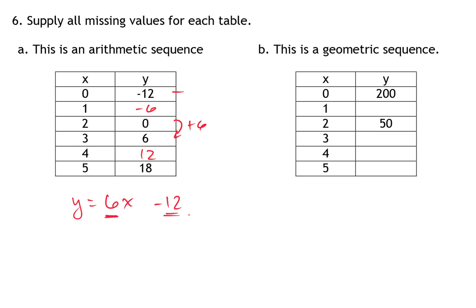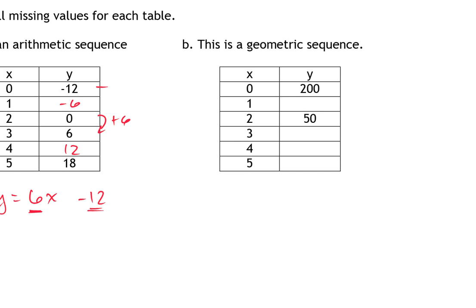Okay, on the next one, it says this is a geometric sequence. Now, I've got a bad day because I don't have any numbers that are right next to each other. But in 2 steps, I multiply something by something twice, and I get to 50. From 200 to 50, what is my common ratio here? Yeah, I'm dividing by 2, or I'm multiplying by 1/2. So my common ratio is a half. So 200 times a half is 100, times a half is 50.